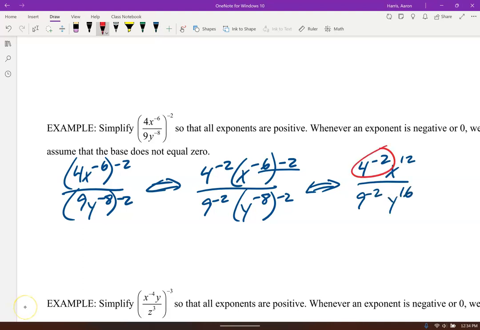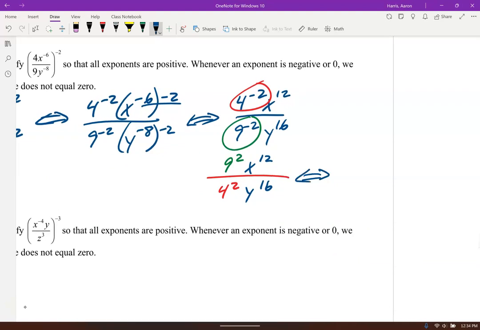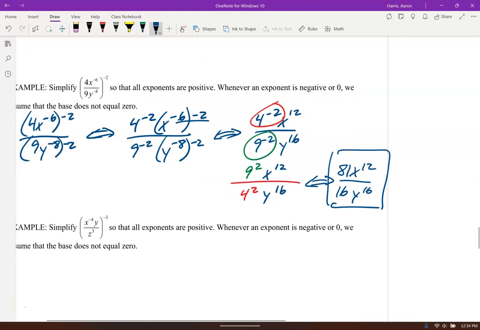Well, that's going to go down and become 4 squared on the bottom. And then this one's going to go up and become 9 squared on the top. And that x is to a positive 12, the y is to a positive 16. So it looks like we have 81 x to the 12th over 16 y to the 16th for that one.